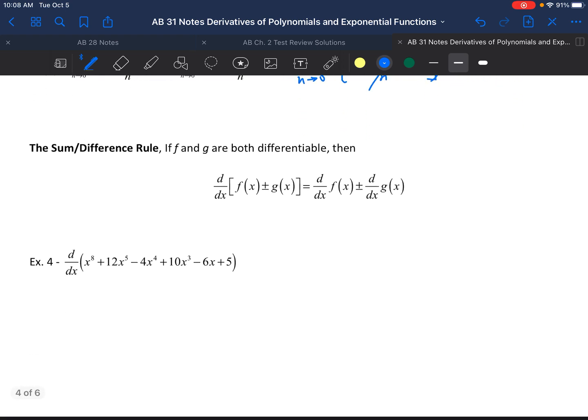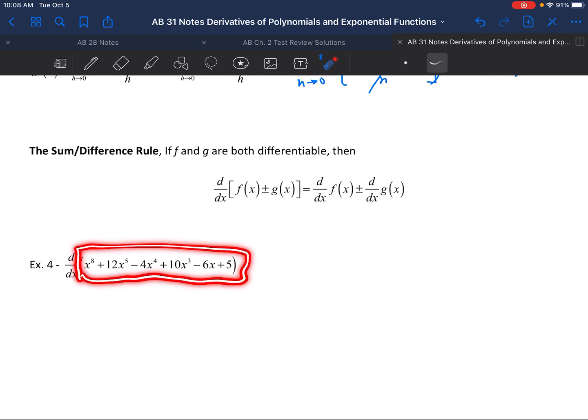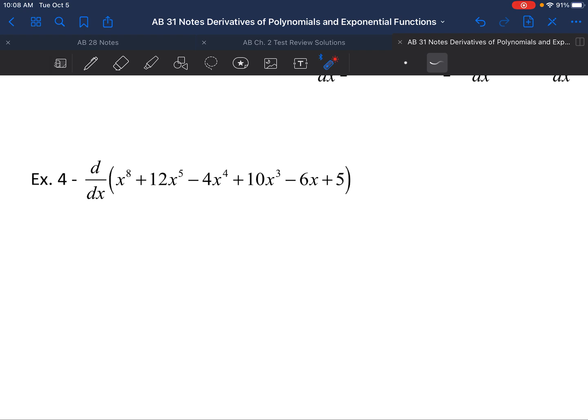We can do the same thing with a sum or difference of two differentiable functions. The derivative of a sum or difference is the sum or difference of the individual derivatives. So that enables us to do things like polynomials. So let's take the derivative here, applying our rules.